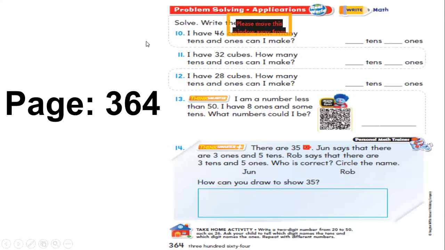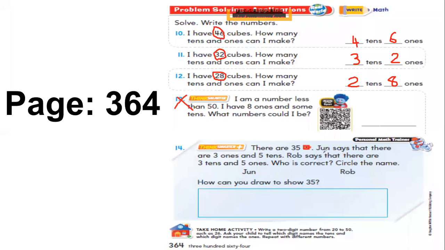Solve, write the number. So we are going to solve question number 10. I have 46 cubes. How many tens and ones can I make? Look at the number 46. So what are you going to make? How many tens and how many ones? I have the number 46. So 4 tens and 6 ones. 4 tens and 6 ones. Very good, Livia. Now, question number 11.